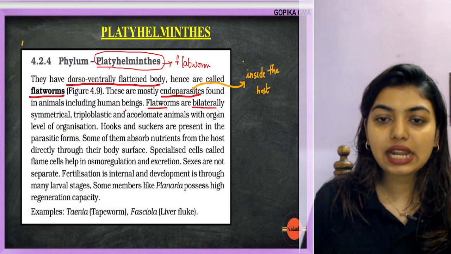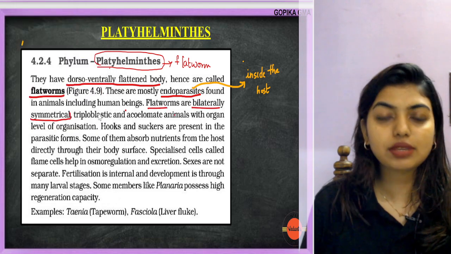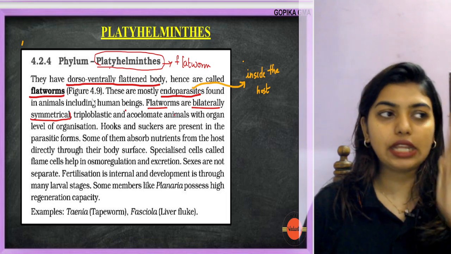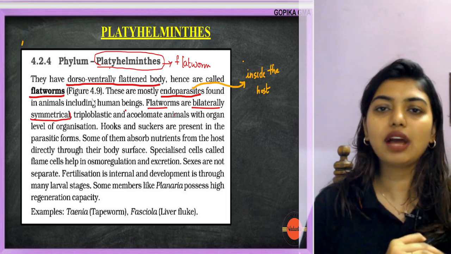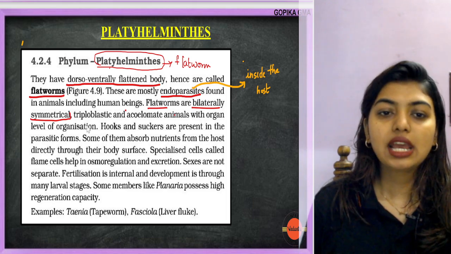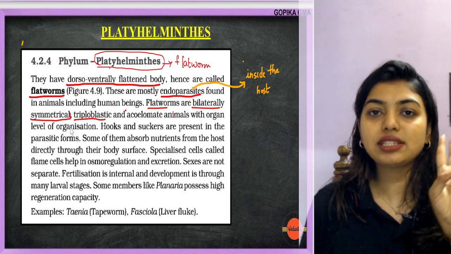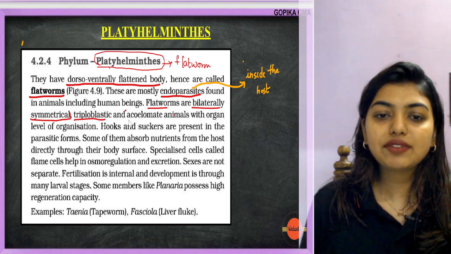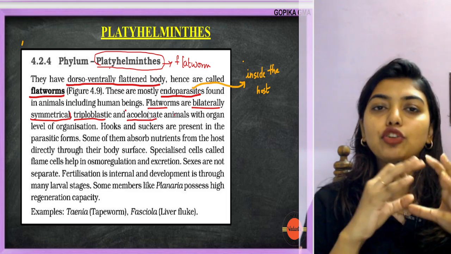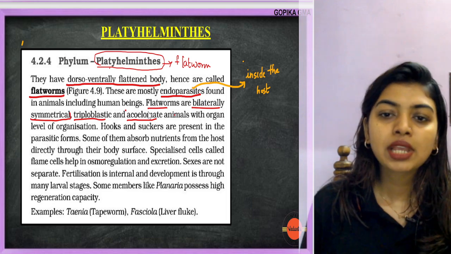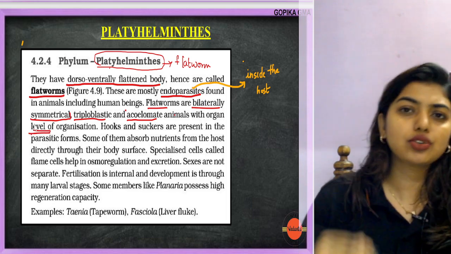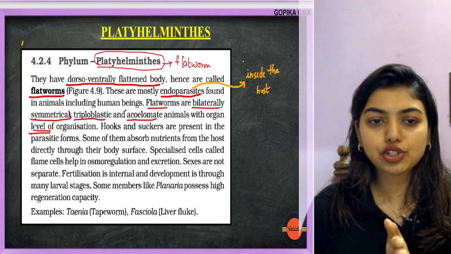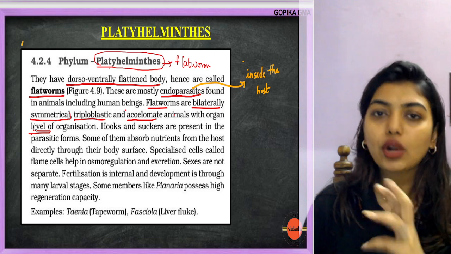Flat worms are bilaterally symmetrical. We already understood what is bilateral symmetry and radial symmetry. Bilateral symmetry means I'll be able to cut them in just one plane, and if I cut them in that plane, I'll get two equal halves. Otherwise, I will not be able to get two equal halves. Next word was triploblastic. Triploblastic means they have all three germ layers, be it ectoderm, endoderm or mesoderm. Then we have acoelomate, that means they do not have a coelom, a cavity lined by mesoderm. And animals with organ level of organization. We are slowly evolving: polyphyla had cellular level of organization, then we came to tissue level, and right now we are at organ level of organization.